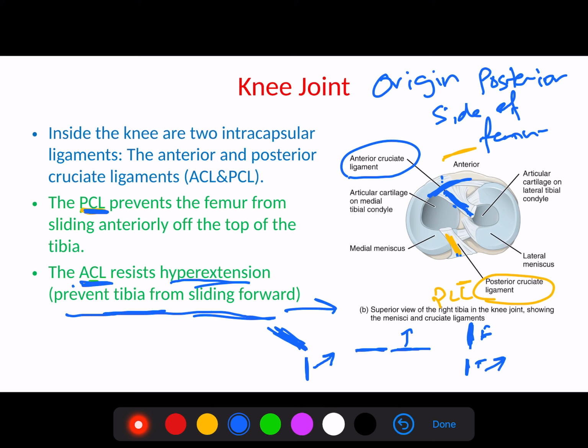Whereas the PCL would prevent the femur from moving forward on top of the tibia. So if this is the femur, this is the tibia, and you try to fix the tibia and move the femur forward, it will not happen. Why? Because of the PCL. So the PCL will prevent the movement of the femur forward. The ACL would prevent the movement of the tibia forward. Okay, so this is the femur, this is the tibia. This is through the PCL, this is through the ACL.